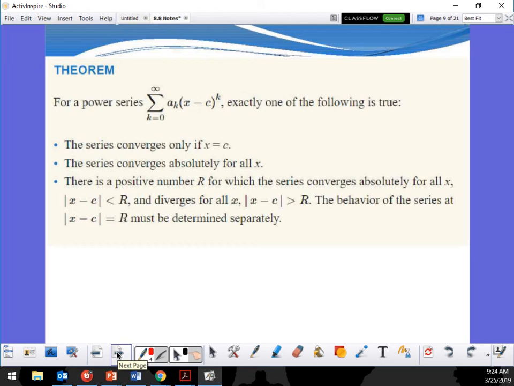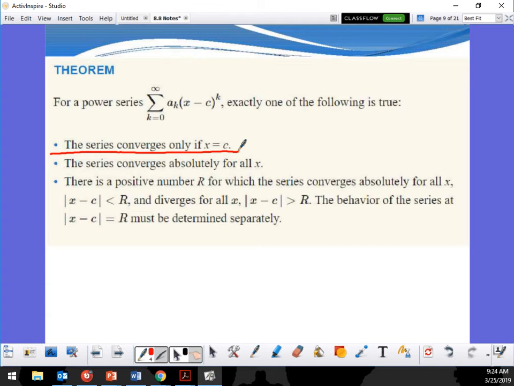All right, so for a power series, exactly one of the following is true. The series is convergent only if x is equal to c. Now, if x is equal to c, what's going to happen? What would that value be? 0. That would be 0, right? So that would work. So it converges only there. Or the series converges absolutely for all x, so it always converges for everything.